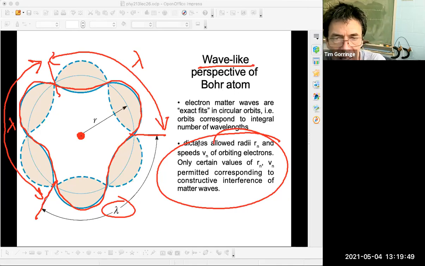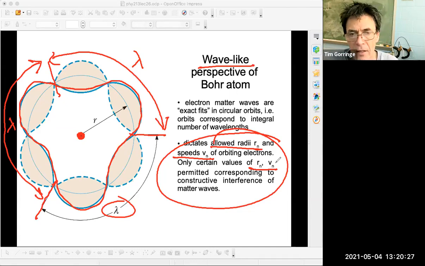being able to have any radius orbit or corresponding to any speed for the orbit, because the matter waves have to fit in the orbit, that means that there are only certain radius orbits and certain speed orbits that are allowed in the wave particle Bohr atom. So no longer can you have any allowed radius and any speed. You can only have certain radii, certain speeds, and they're labeled with a subscript n here, where n's are integers.